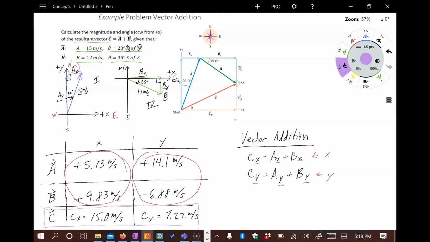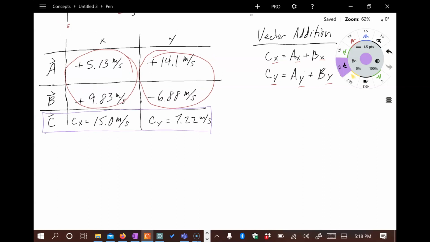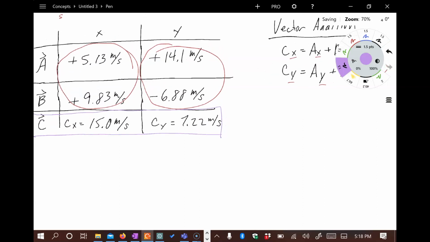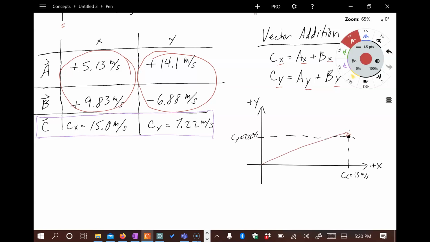There they are. But we're asked for the magnitude and angle. So we're going to have to convert this to magnitude and angle. How? Well, we go ahead and plot that vector C, and then we use our trig, just like we did in a previous video. So I've drawn a coordinate system, and I'm going to plot C. Here is the x component of C, 15 meters per second, and here is the y component of C, 7.22 meters per second. We look for that point in the plane. There it is. That's the tip of our arrow. Let's draw C. There it is.